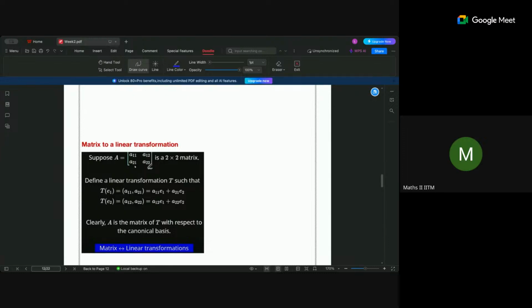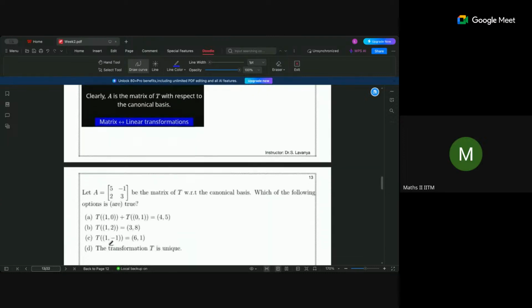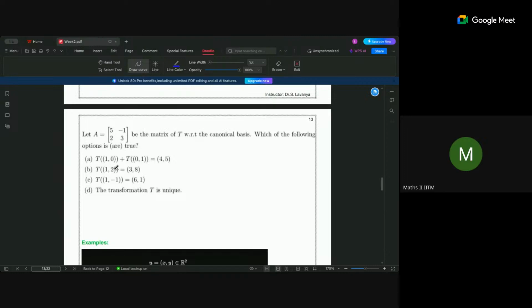Earlier we had T of E1 and T of E2, and we wrote them as the columns of the matrix. Now we have the columns of the matrix and we write T of E1 as this column and T of E2 as this column. As simple as that. So we got a transformation for this matrix. We can move either way, from a matrix to a transformation and from a transformation to a matrix. Clear?